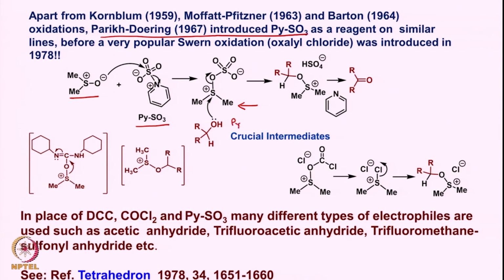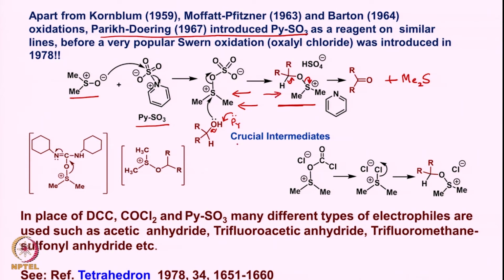So pyridine can take up a proton from here, and of course you generate the anion of the alcohol, which goes and attacks onto this, and then you have this intermediate that is formed. Of course pyridine is still present there, and then pyridine can pick up a proton from here, and then oxidation can take place with the loss of dimethyl sulfide. So as you can see, it is very similar to the oxidations that we had discussed earlier, and this is another crucial intermediate here, and this is another crucial intermediate.